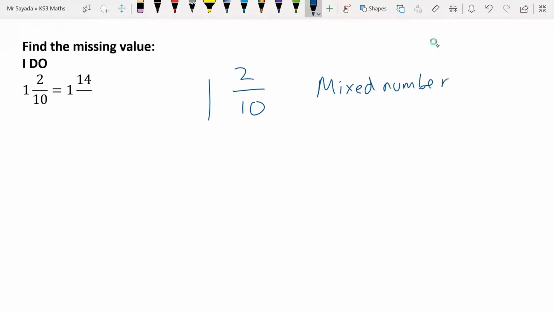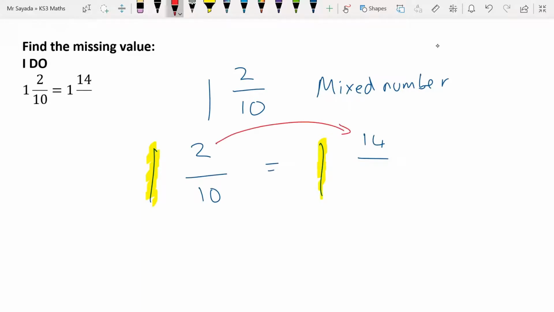Now, we've got 1 2/10, and that's equal to 1 14 over something. The 1 is the same for both, so I don't need to worry about the 1 at all. All I need to do is say, what's the 2 been multiplied by to make 14? It's been multiplied by 7, so I do the same to the denominator. 10 times 7 is 70. So 1 2/10 is the same as 1 14 over 70. The integers, the whole numbers, were the same in both fractions, so they didn't affect the question at all.